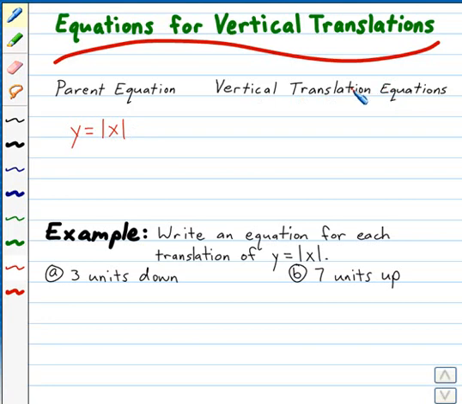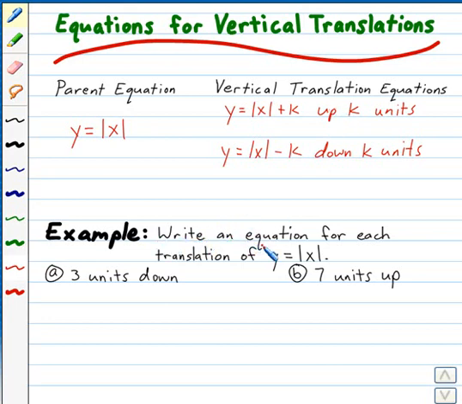One vertical translation equation is y equals the absolute value of x plus k. This equation translates the parent equation up k units. The other vertical translation equation is y equals the absolute value of x minus k. And this equation translates the parent equation down k units. So use these two forms of vertical translation equations to write your equations.